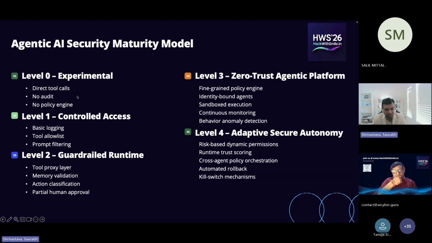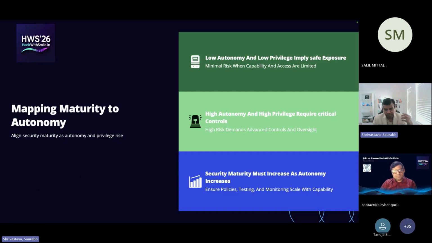So that's where you read through these different levels and how you evolve your agentic AI system. When you are experimental, you may not be calling any tool. When you are going into a mode, you add the basic logging, the tool allow list, prompt filtering. And prompt filtering, I will talk about how you put the guardrail there. And then guarded runtime, the zero trust agentic AI platform you built, right? And then finally, it is adaptive security or autonomy. So these are the different maturity models you want to work through.